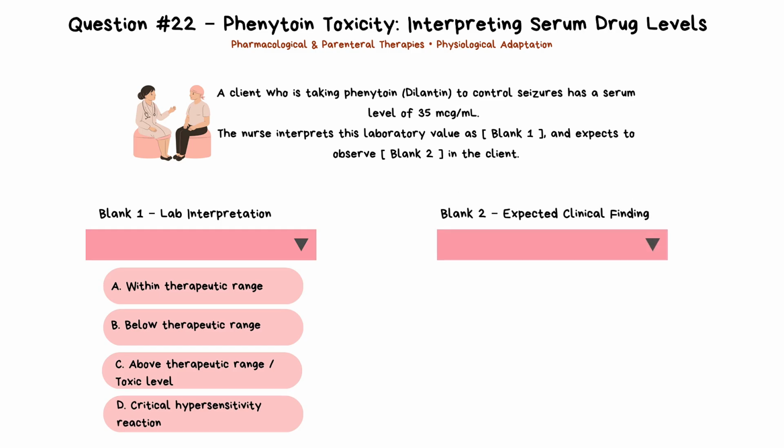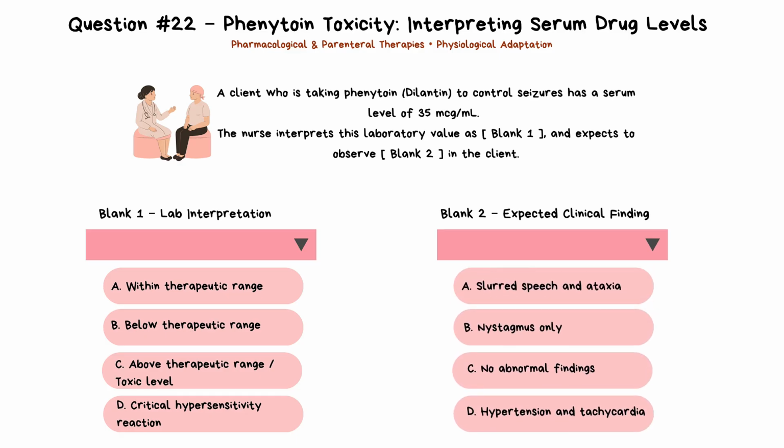Blank 2, expected clinical finding. A. Slurred speech and ataxia. B. Nystagmus only. C. No abnormal findings. D. Hypertension and tachycardia. Alright, think for a moment. What's the normal Phenytoin therapeutic range? And what symptoms appear when that level climbs too high? Got it? Let's see how you did.